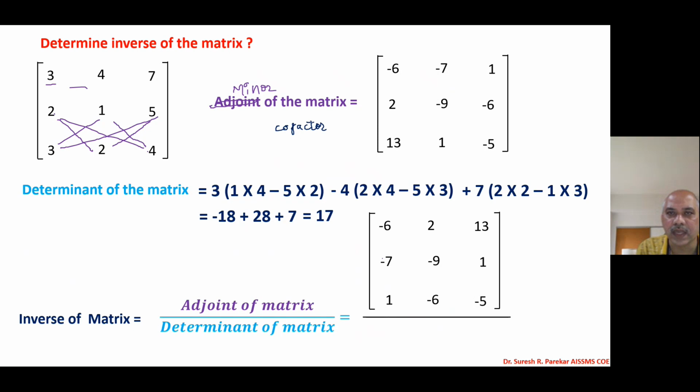So we have cofactors: this will be plus, this will be minus, this will be minus, this will be plus. So we have to change over these 4 signs. And then you can see minus 6, plus 7, then we have 1, minus 2, minus 9, plus 6, and then 13, minus 1, minus 5, and divided by determinant. So you can divide all values by 17, which gives you the inverse. This is also the inverse, 1 by 17 into.